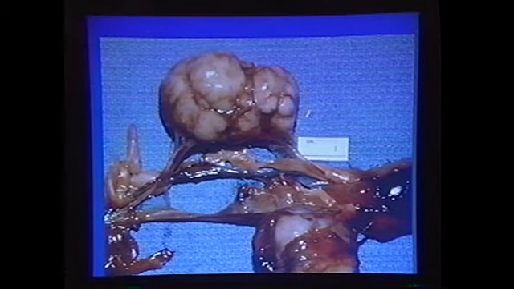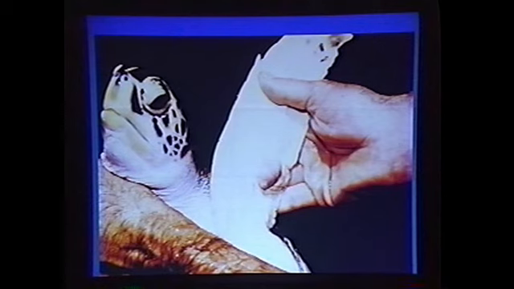Note bilateral seminomas in the testicles of a male snake. Note fibropapillomas on the flippers of this sea turtle.